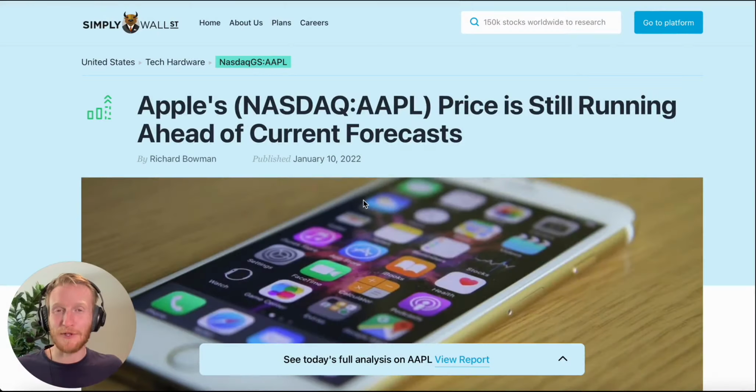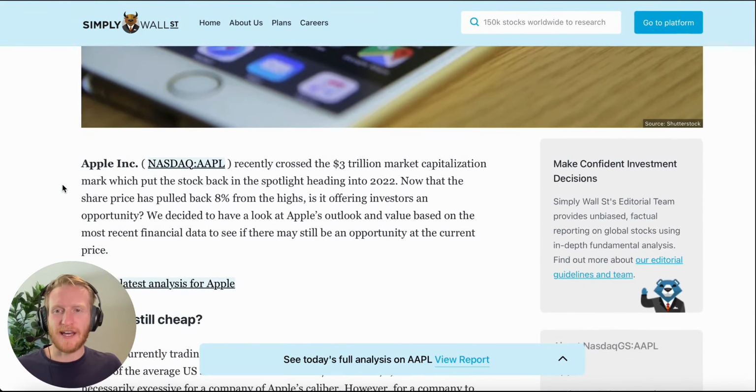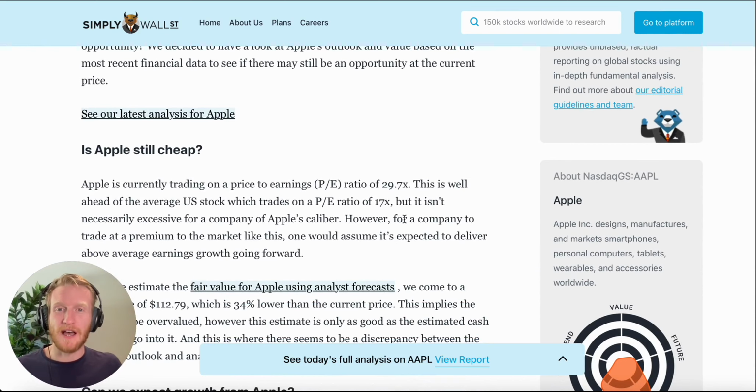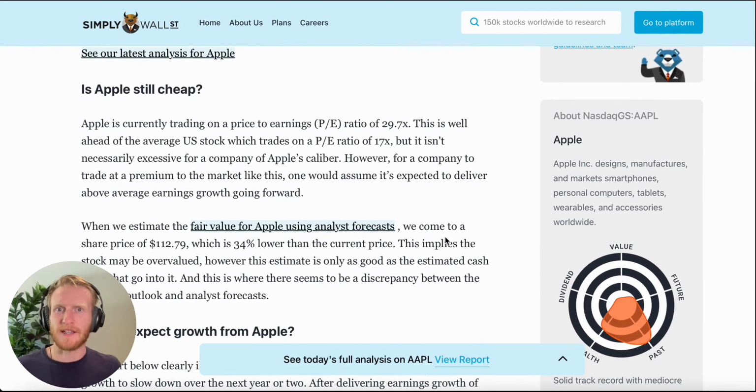I was looking into Apple earlier today, and more specifically, I was reading this article from one of the Simply Wall Street analysts about how the current share price is trading a bit ahead of forecasts. And it goes into how the company is currently trading at a multiple of just under 30 times earnings. But the analysts don't actually expect the company to have that much earnings growth in the future.